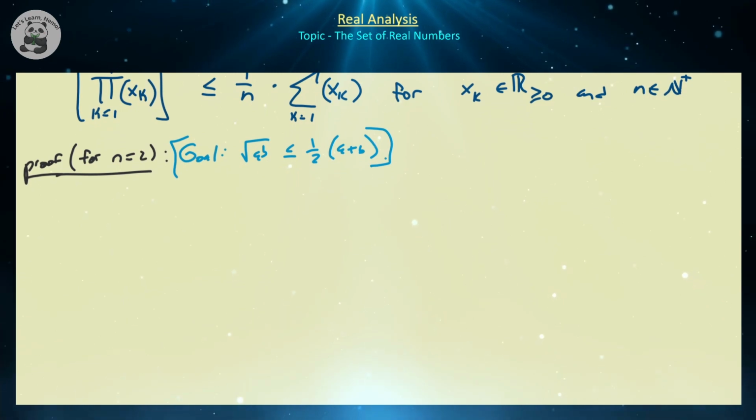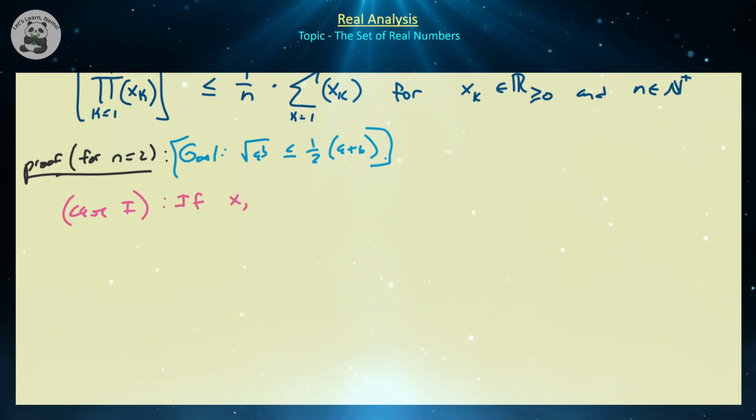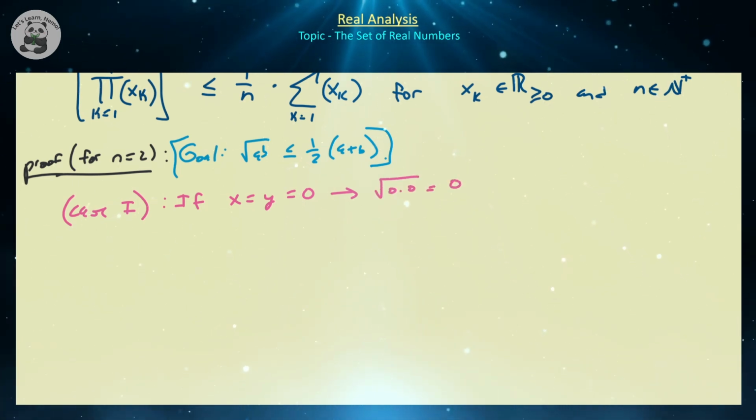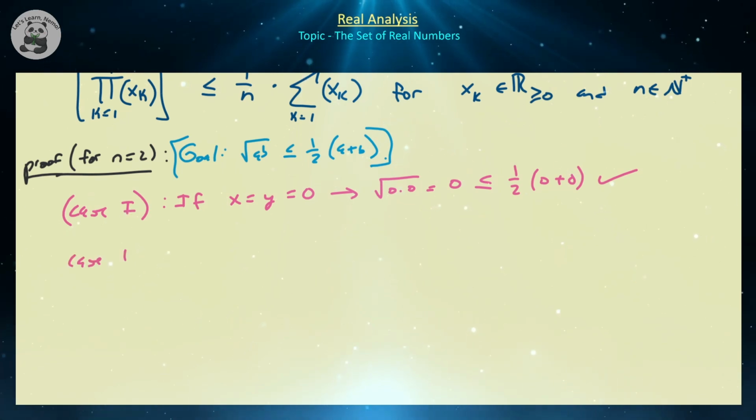Let's break this up into a few cases. I think that's probably an easy way to do it. So case 1. Let's assume that both x and y are both 0. Quite boring, but possible. Right? So if x and y are both equal to 0, then what we have here is the square root of 0 times 0, which we know is 0, and we know that that's less than or equal to 1/2 of 0 plus 0, right? Because that's still equal to 0. So that's obviously true. So case 2, let's make this a little bit more interesting.